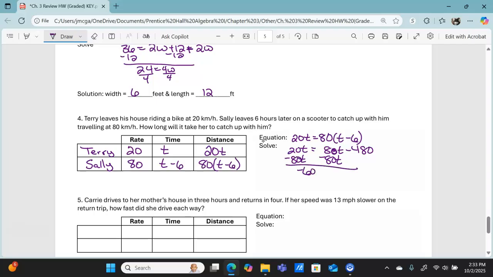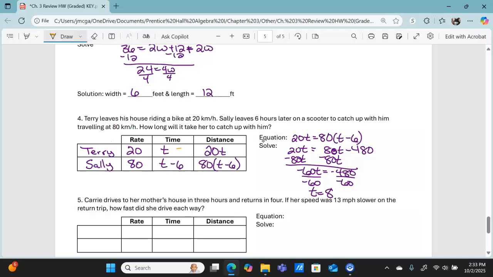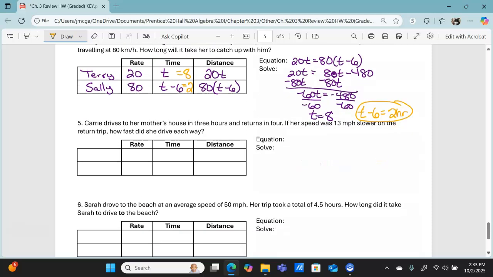Subtracting 80t, I get negative 60t equals negative 480. Divide by negative 60. I get t equals 8. Now be careful, because that is Terry's time. How long will it take her? I need Sally's time, so I need 8 minus 6. That's 2. So my answer is 2 hours. His time minus her time.